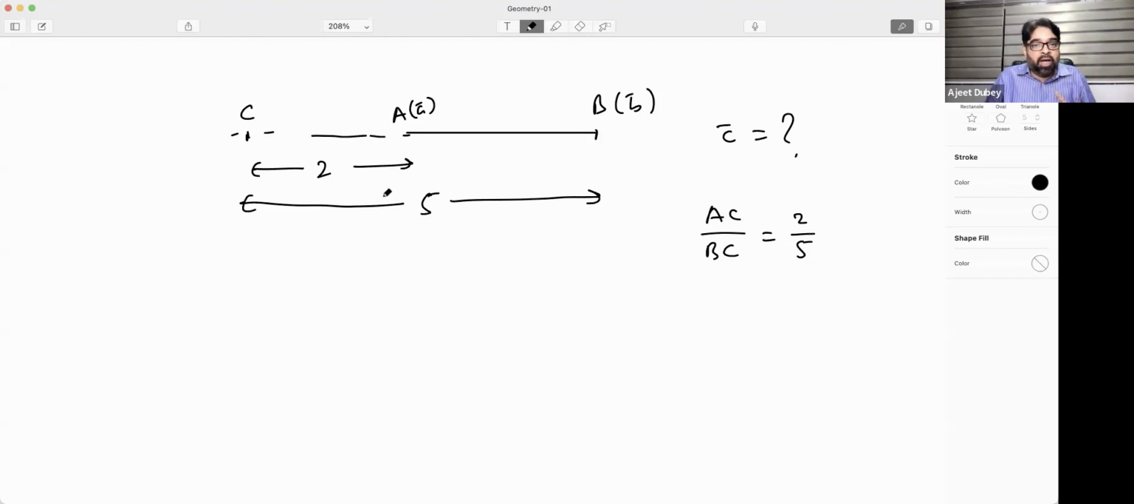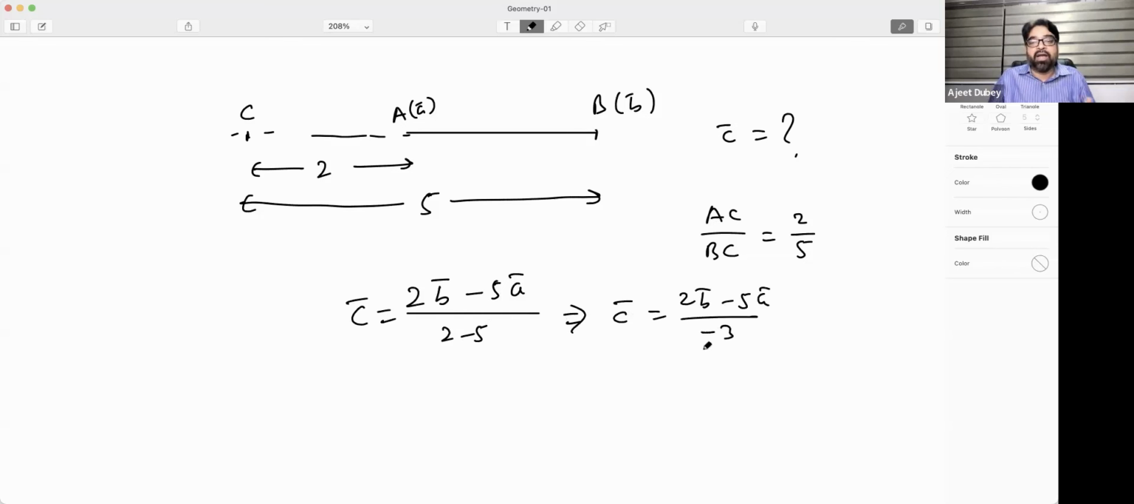Don't speak the answer, please listen, everybody. This rough picture, always draw like this. Now, 2 is attached with what? A. So 2 will multiply with B: 2B. 5 is attached with B, so it will multiply with A. So minus 5A, divided by 2 minus 5. Your answer will be C vector equal to (2B minus 5A) divided by minus 3. Or you can multiply the minus in the numerator and say (5A minus 2B) by 3.